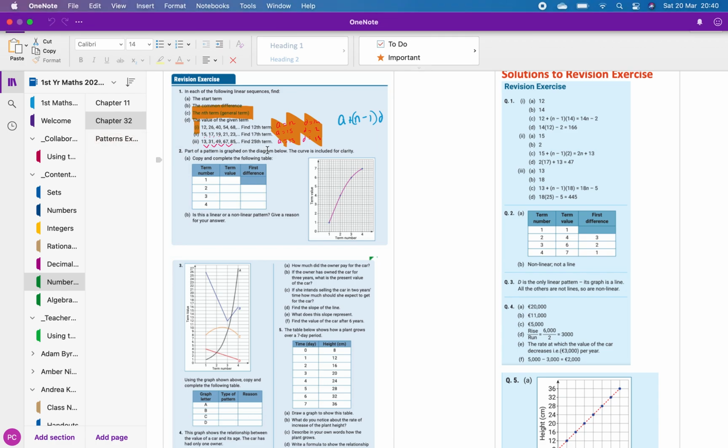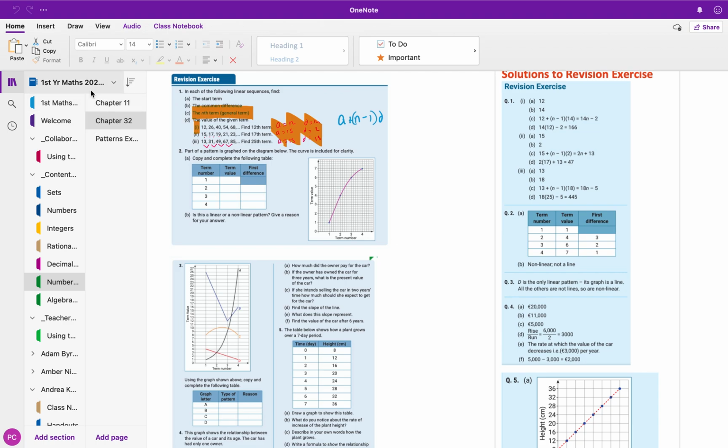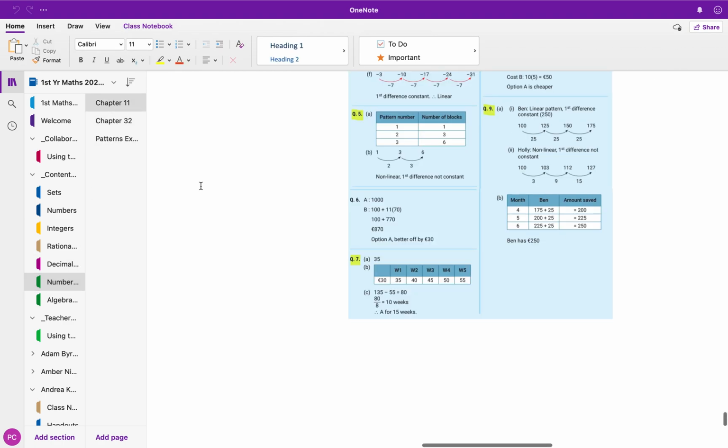What I want you to do today, what you're going to spend the hour doing during class, is this here. You'll see in your OneNote, in the first year maths content library, number patterns. So here's the folder we're working on, and here's our stuff we were doing a few weeks ago.